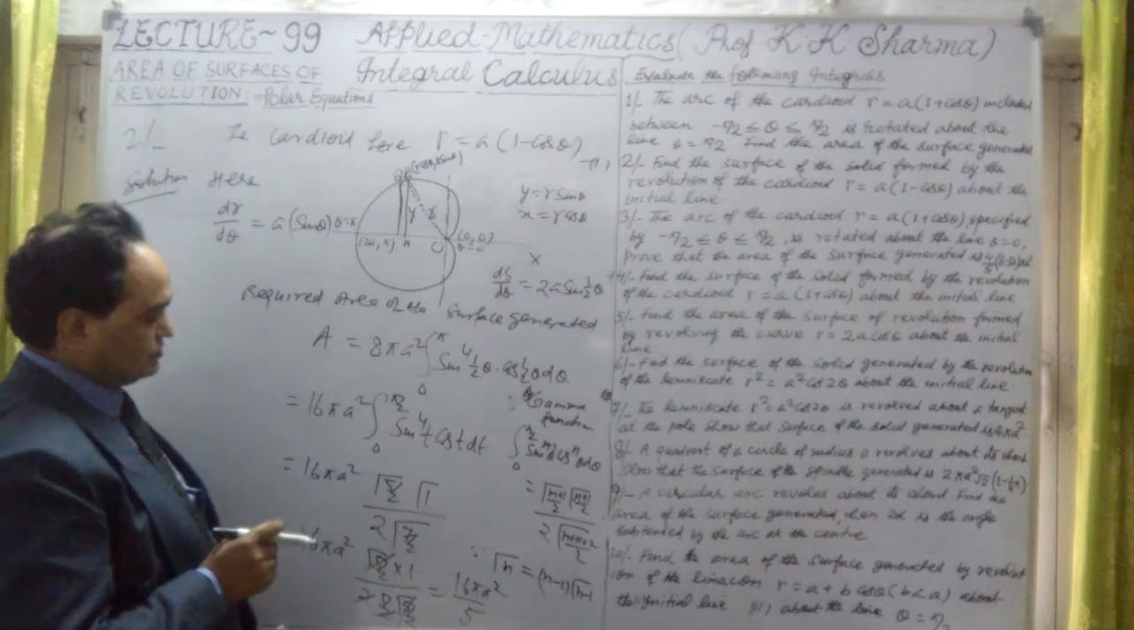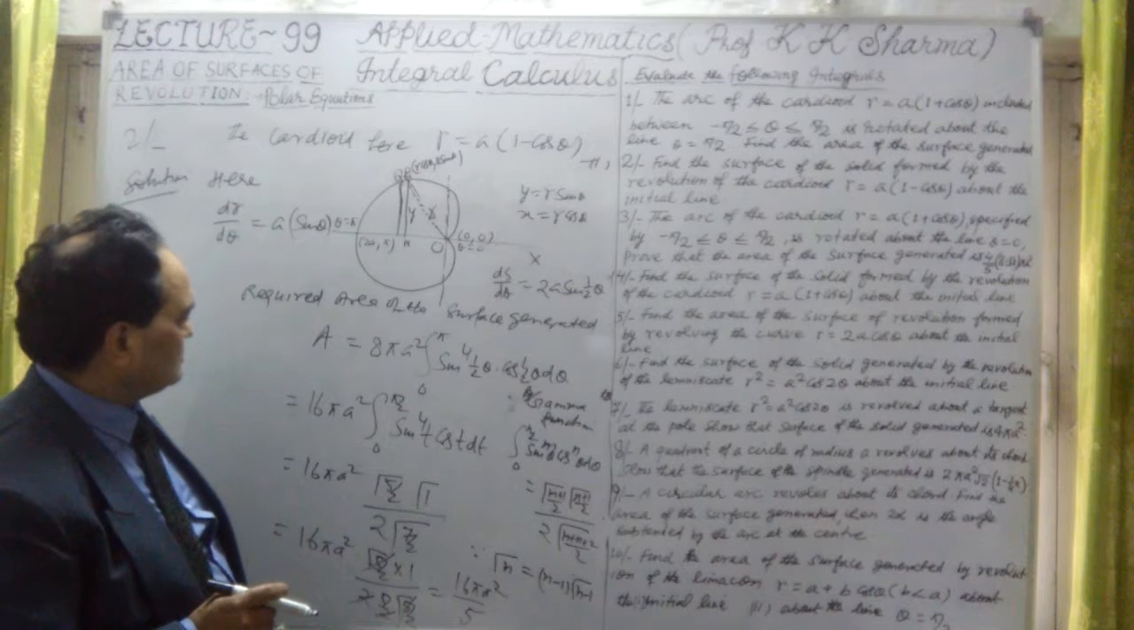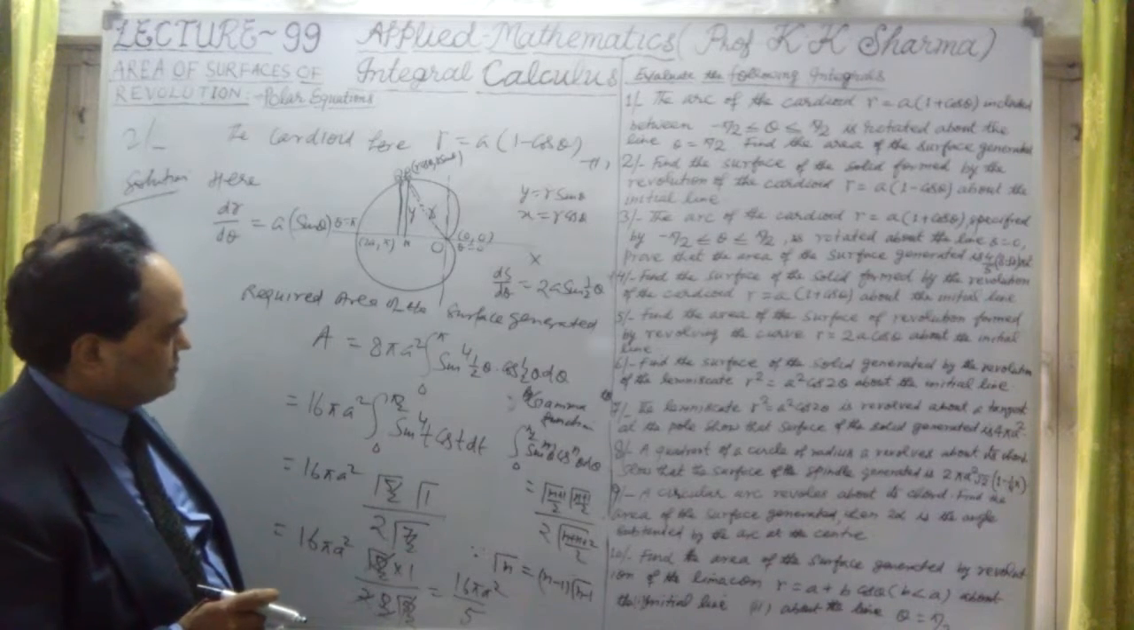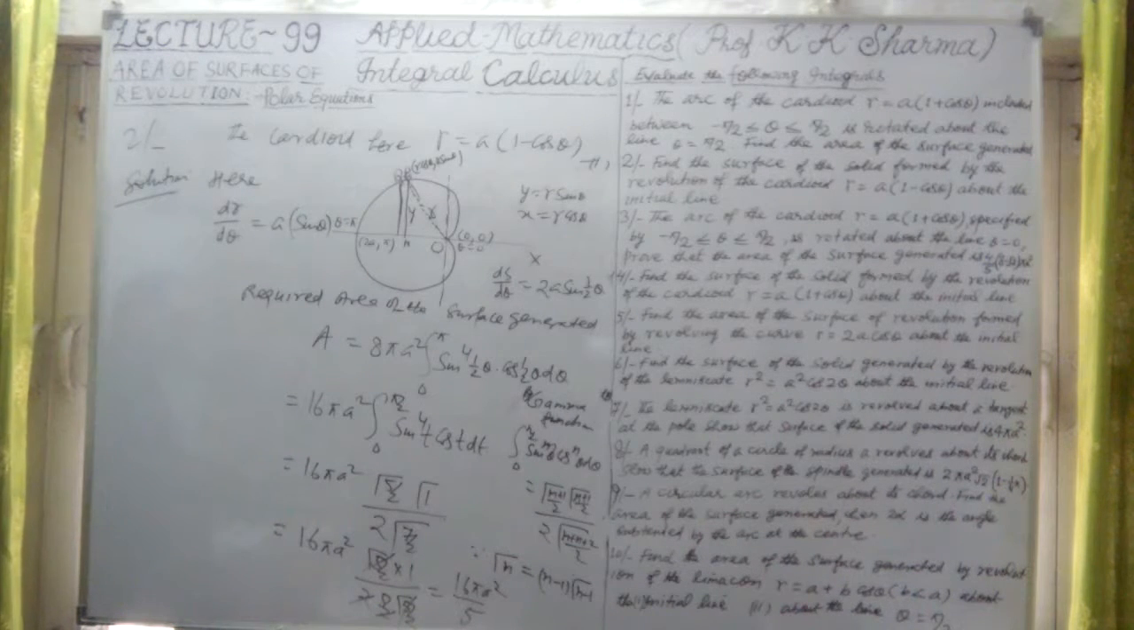Is it 16 or 32? Let me further solve and check it. It was twice pi into that value. Okay, it may be the same answer, 16 by 5, 16 pi a square. That is the point here.